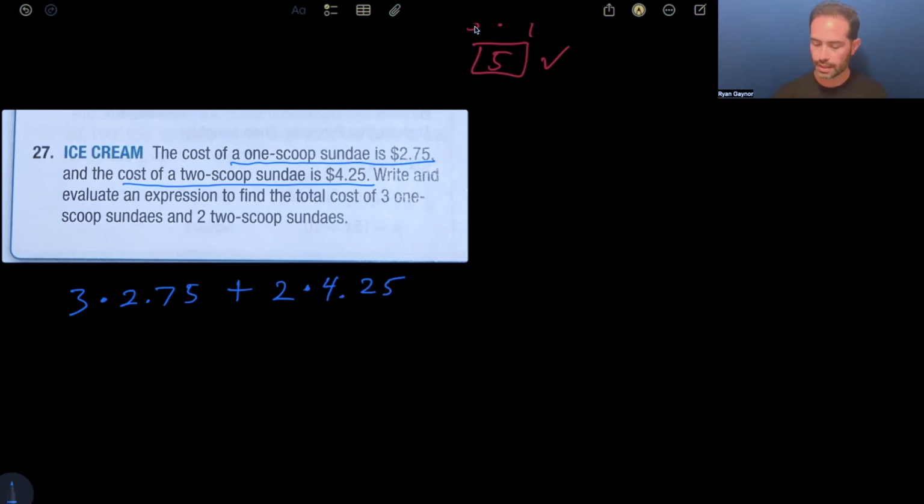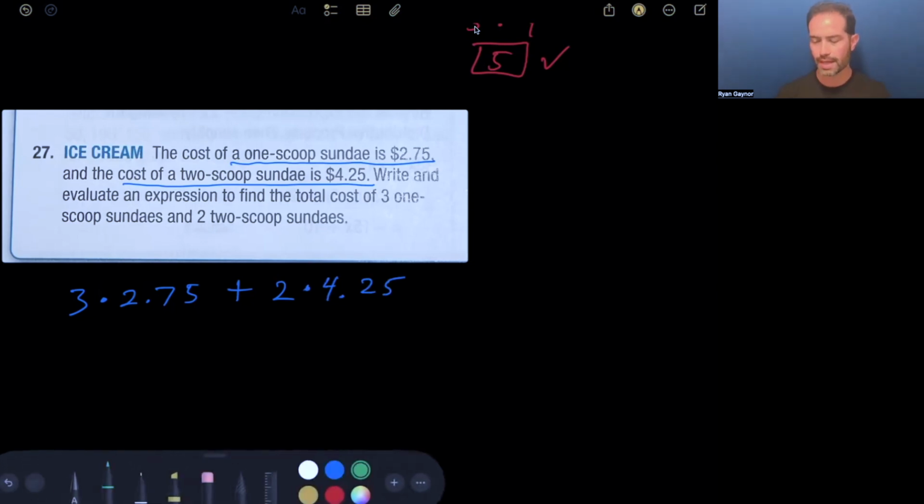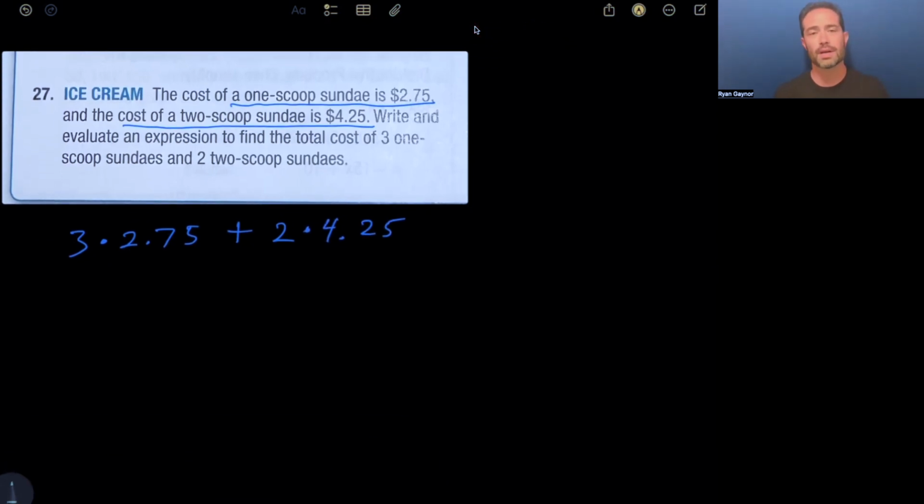All right, so again, this takes us back to order of operations. That's why they did this, right? So we have multiplication and we have plus, and then we have multiplication again. So we got to do the multiplication first. Here we go. What is 3 times 2.75? Well, I'm going to handwrite this for you guys, but I'm also just going to show you a quick trick.